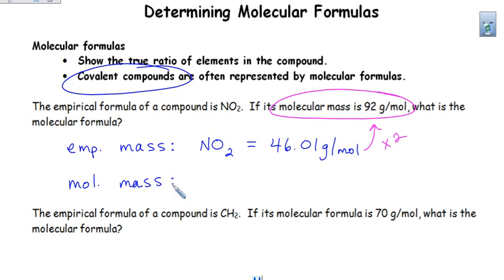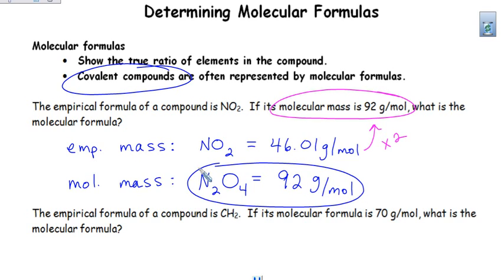So instead of a ratio of 1 to 2, I'm going to double it and say N2O4. And just for kicks, if I plug that in my calculator, I would be looking at right around 92 grams per mole. So my final answer, what is the molecular formula? N2O4. It should be double the empirical formula. You can always double check and make sure that your molecular formula is correct, because if I add N2O4, I should get the true molecular mass, 92 grams.